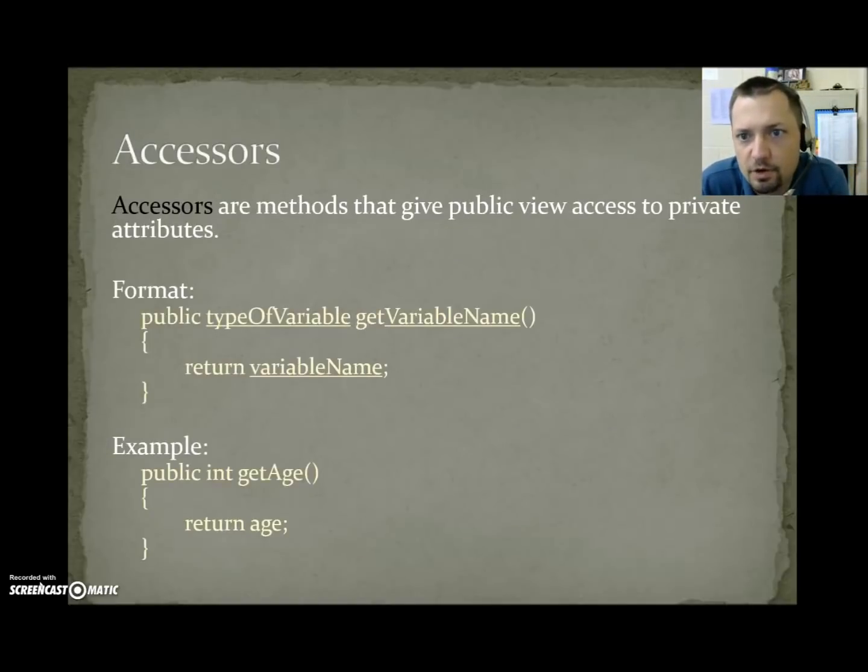Accessors. Accessors are methods that give public viewing access to private attributes. Format: public, whatever type of variable you're trying to access, get variable name. And the only line of code in an accessor is return variable name. An example would be if we had a private attribute int age, the accessor would be public int, because age is an int, getAge, because that's its name, and notice age has a capital A because it's the second word, getAge. Then return age, and we return it like it's actually spelled, which is just age.